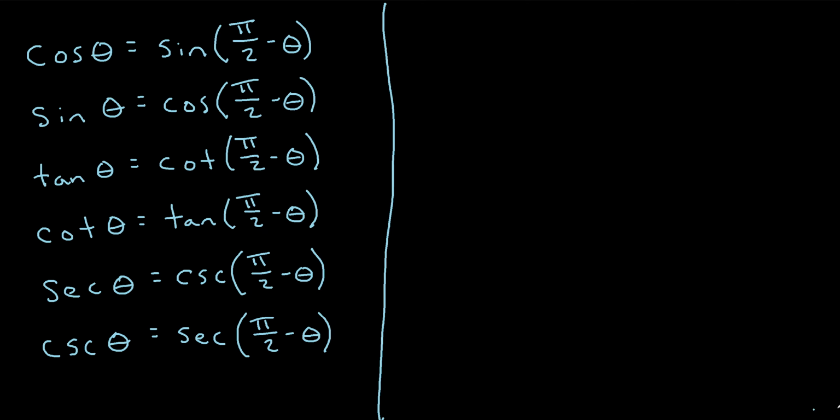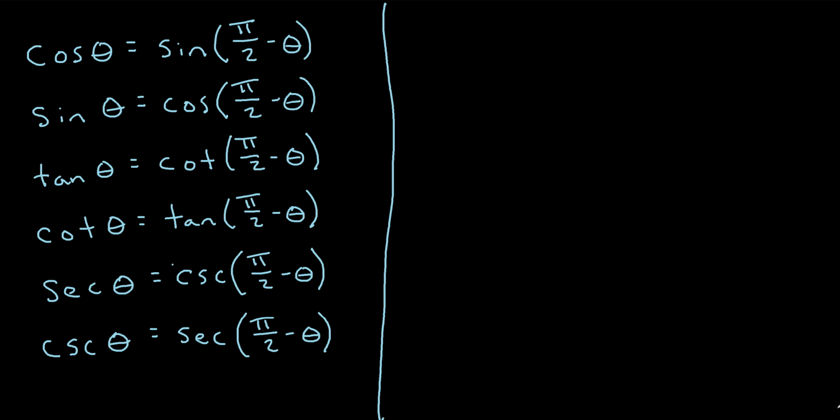In this video, we will talk about cofunction identities in trigonometry. So there are 6 cofunction identities, and I've listed them out here. The cosine of theta is equal to sine of pi over 2 minus theta. Sine of theta is equal to cosine of pi over 2 minus theta. Tangent of theta is equal to cotangent of pi over 2 minus theta. Cotangent of theta is equal to tangent of pi over 2 minus theta.